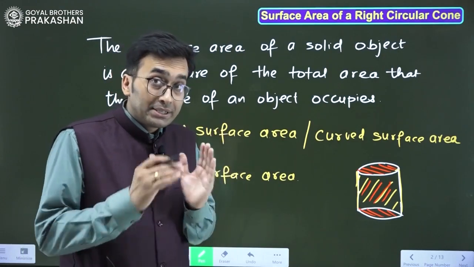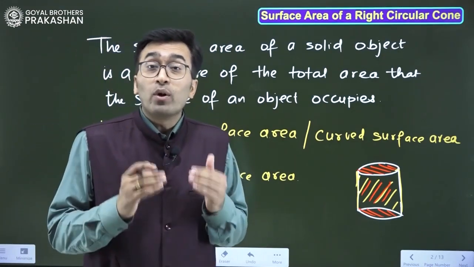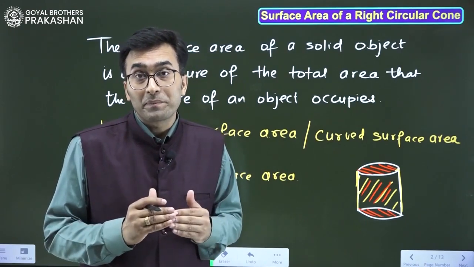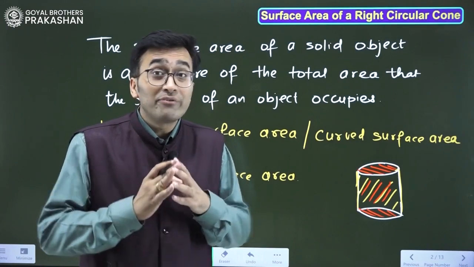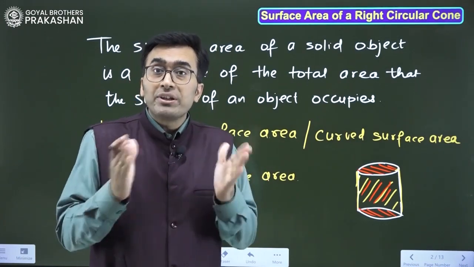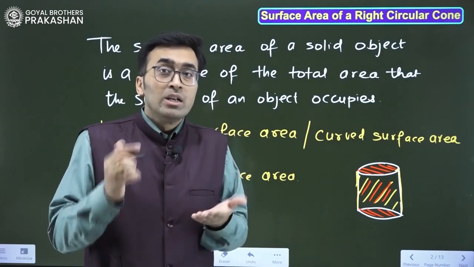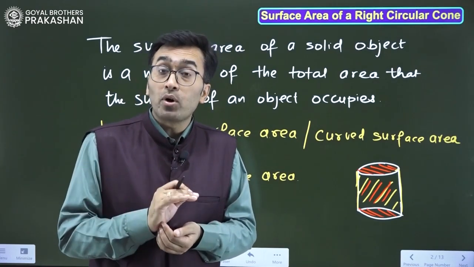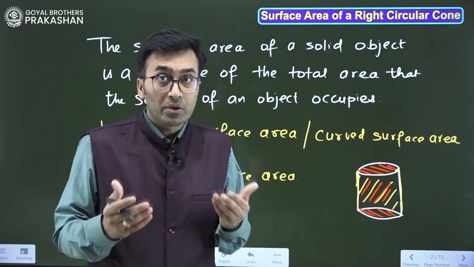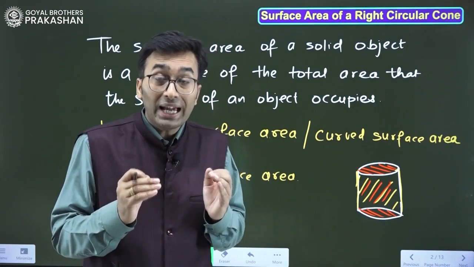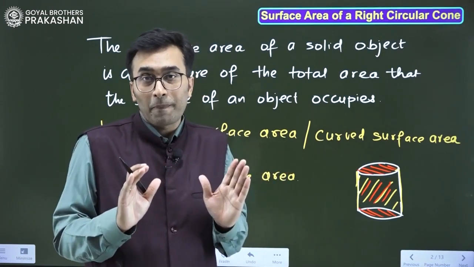Got it? So we have to read the question. We have to see what they are asking. Because if you do not read the question properly, it is very difficult to differentiate if they are asking for the total or the curved surface area. So reading the question is very important to know what we need to find. Read the question properly and then go for applying the formulas.